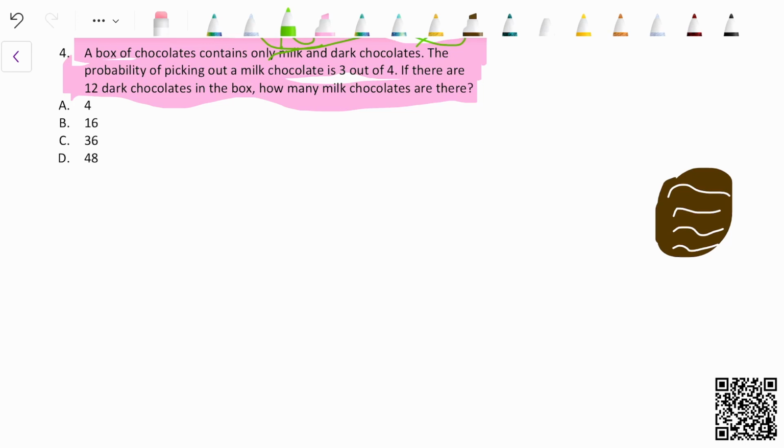If the probability of pulling out a milk chocolate is 3 out of 4, then the probability of pulling out a dark chocolate is 1 out of 4. 1 out of 4 is 1/3 of 3 out of 4. And so, following the same logic, 12 should be 1/3 of how many milk chocolates there are. So 12 multiplied by 3 is 36. Or you could do the ratio, but that takes more time.